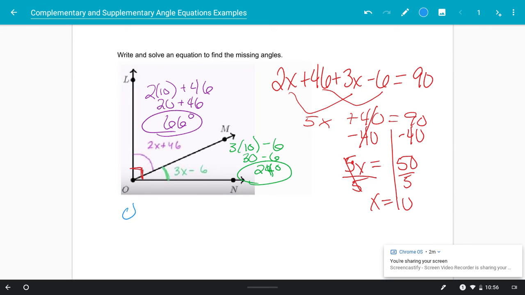Now remember that we can check our answers by seeing, do they add up to the correct angle measurement of 90 degrees? We said this was complementary, so they should add up to 90 degrees. 66 plus 24 does in fact give us 90 degrees, so that checks out.